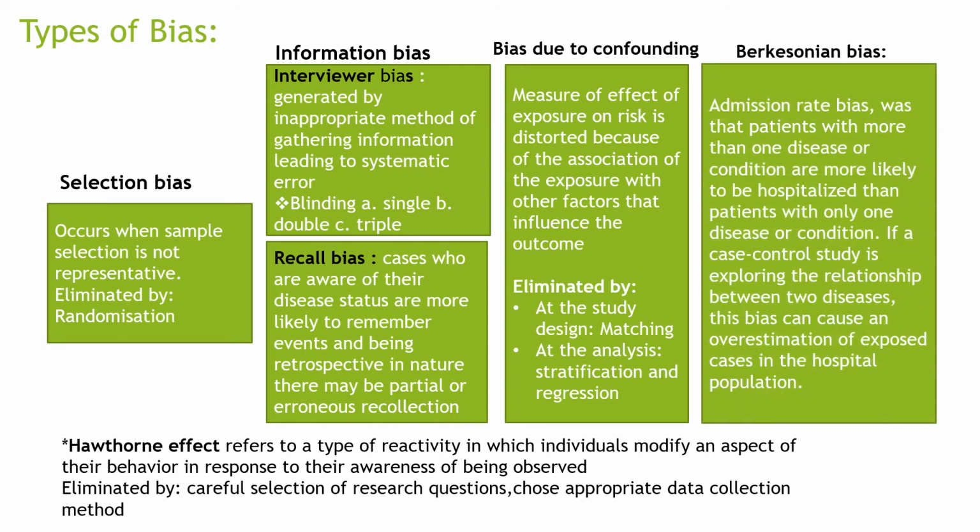Coming to the last bias, Berksonian bias. This is related to the admission rate and often called the admission rate bias. It states that patients with more than one disease or condition are more likely to be hospitalized than patients with only one disease or condition. If a case control study is exploring the relationship between two diseases, this bias can cause an overestimation of exposed cases in the hospital population. So now we know the different types of bias as well as the methods of elimination.